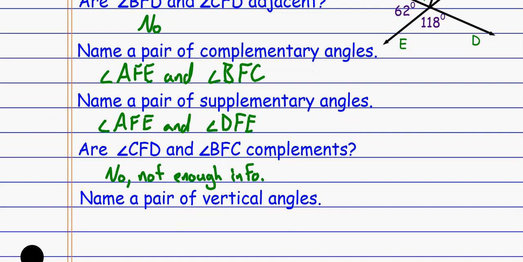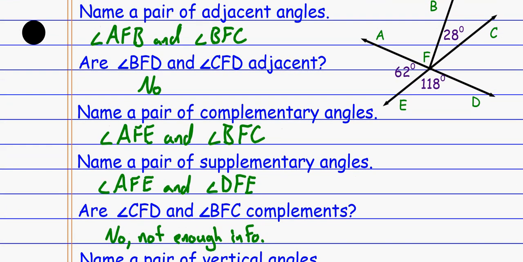Name a pair of vertical angles. Again, in order to have vertical angles, I need to have two lines, and it looks like AFD and AFC are lines. So maybe I have some vertical angles there, but there's no way for me to know for sure. I know that AFD is a line because the 62 and the 118 make a 180. That's a straight angle.